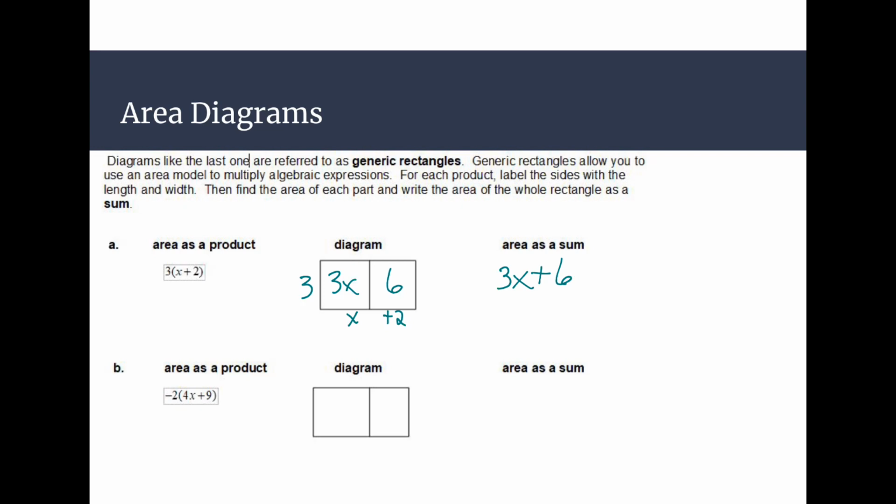All right, just go pause the video, try that next one on your own. All right, our negative 2 goes here, 4x plus 9. Negative 2 times 4x, we multiply those two to get negative 8x. And negative 2 times 9, multiply those to get negative 18. So our answer, negative 8x minus 18.